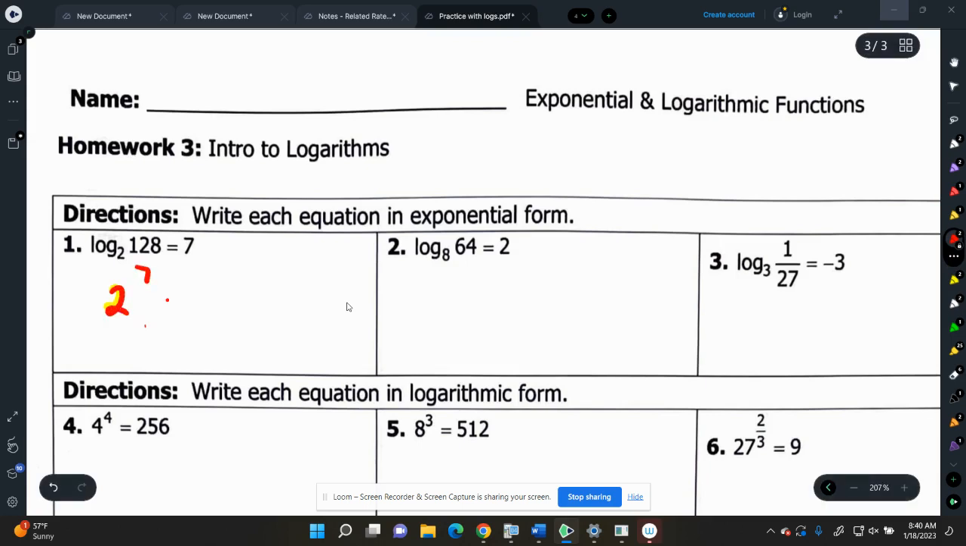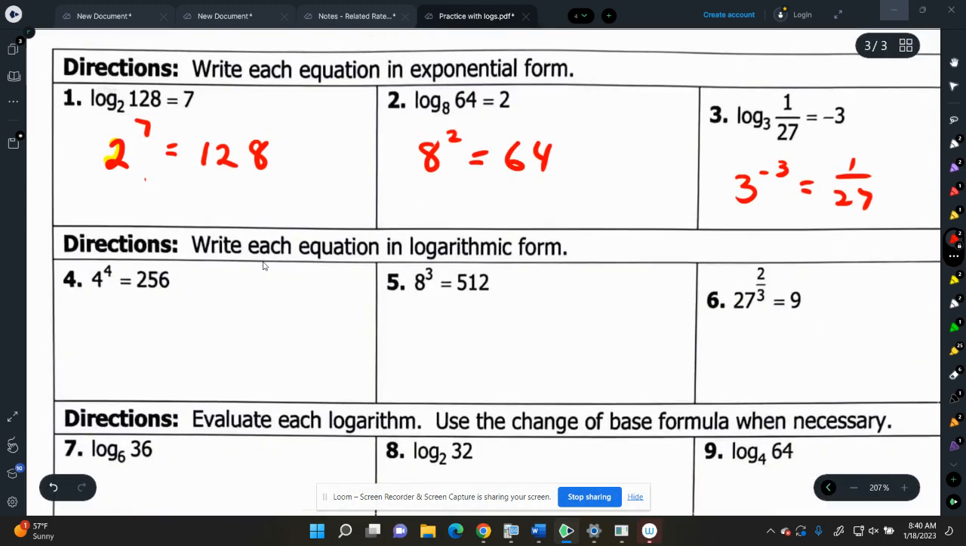All right, 2 to the 7th equals 128. And we have 8 to the 2nd equals 64. 3 to the negative 3rd equals 1 over 27. Any questions on those three? I'm trying to make sure we get to the ones that you will have questions on.